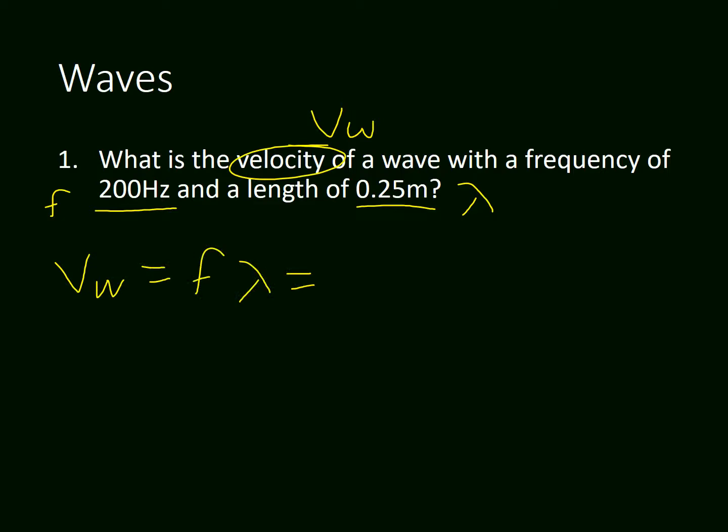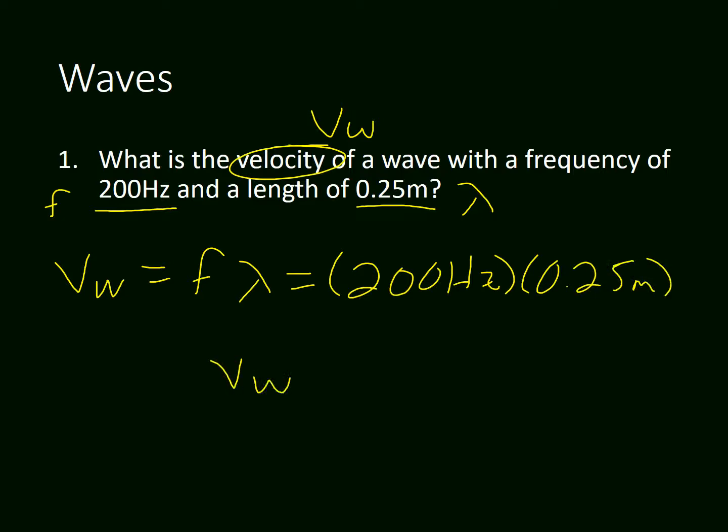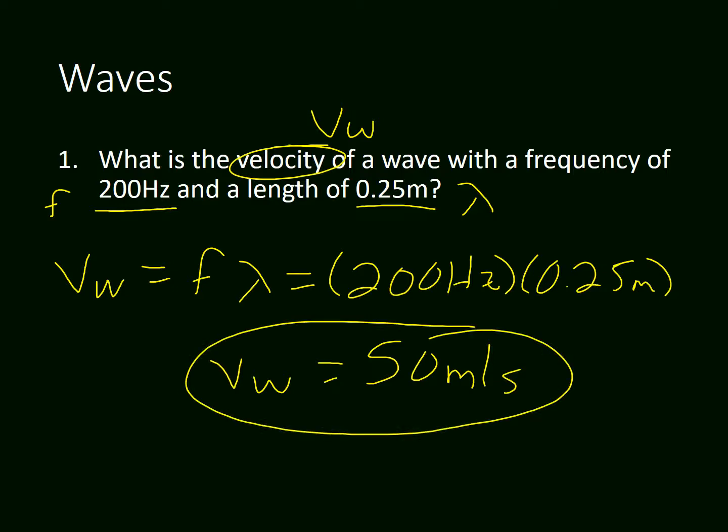Step 3, we plug our numbers in. 200 hertz times 0.25 meters, and if we put that into the calculator, we get 50 meters per second. So 50 meters per second is the velocity of this wave.